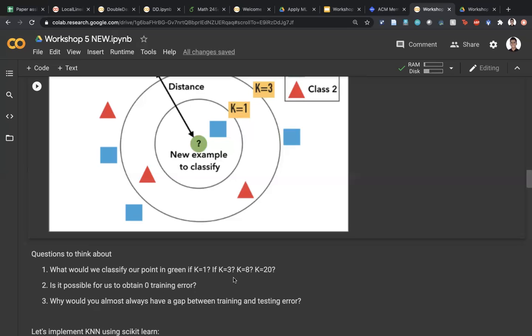Once again, you can take a minute to think about it. Feel free to take a guess, unmute yourselves, drop a message in the chat, whatever. It's related to the case when K is equal to 1.